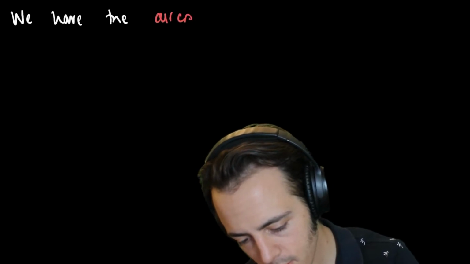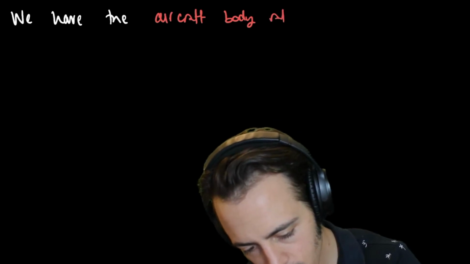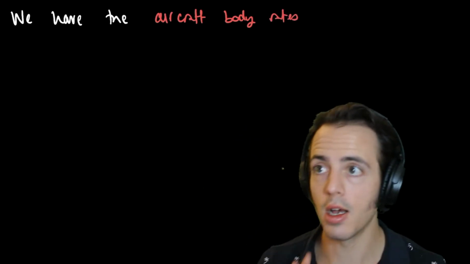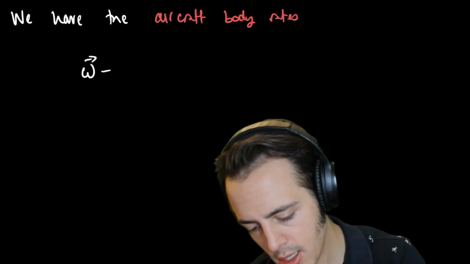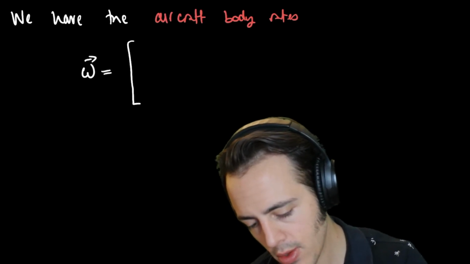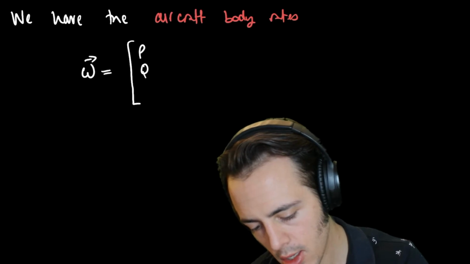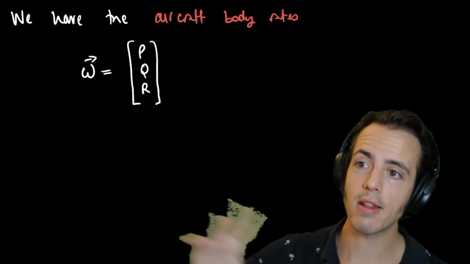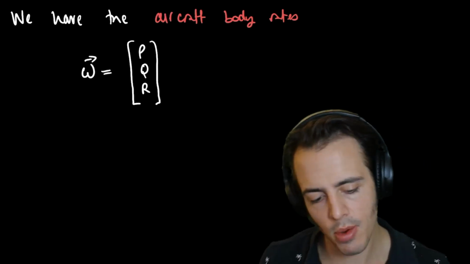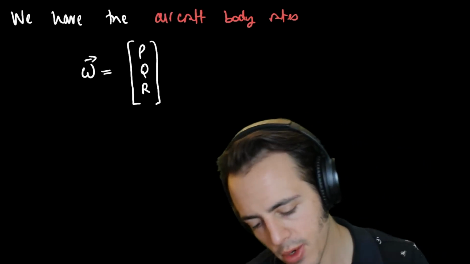So we've got the aircraft body rates, and these are a vector of angular rates. So this is omega, which is P, Q, and R. Now these are the rates as measured in the body axes, or as would be experienced in body axes.